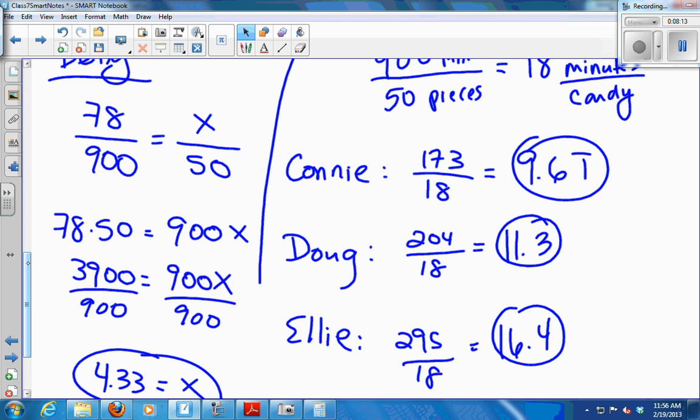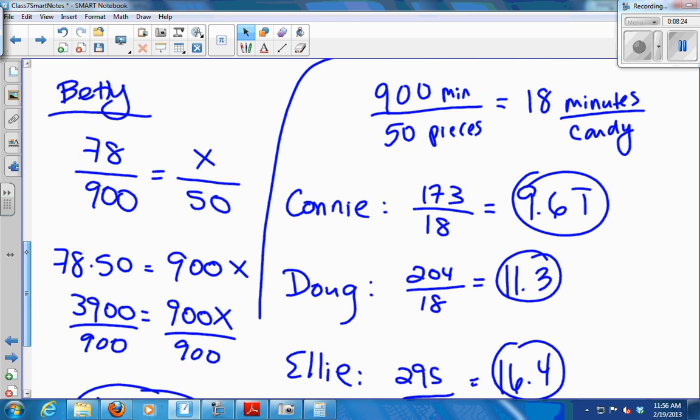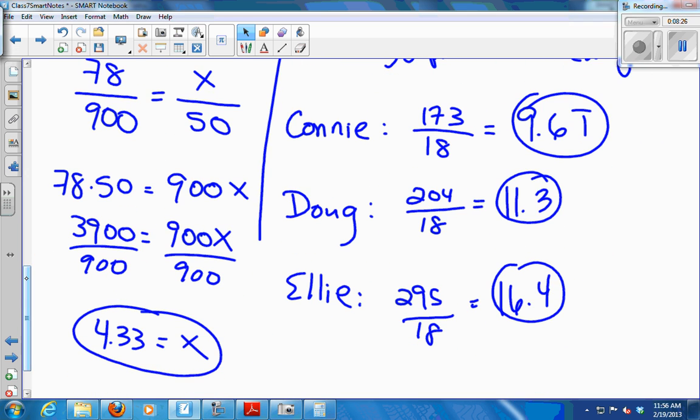Connie is the closest because 0.6 is the largest decimal piece. So we could give another piece to Connie, and then we still have one more piece. Who should we give it to? Ellie. Yeah, Ellie has the next largest fractional piece. 0.4 is the next largest decimal piece.